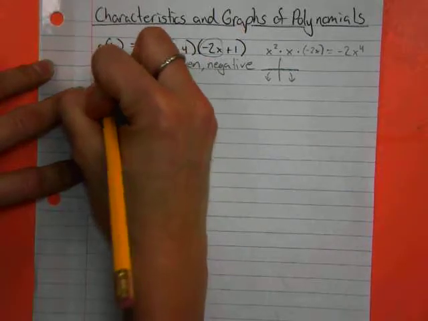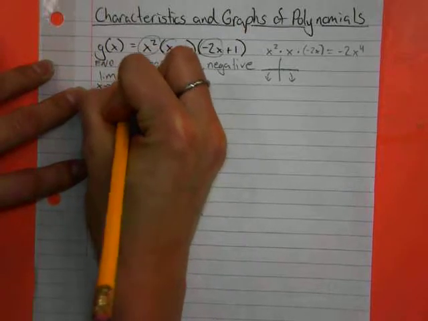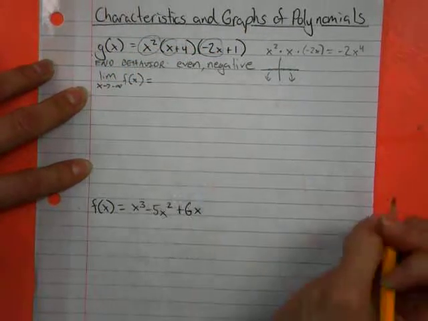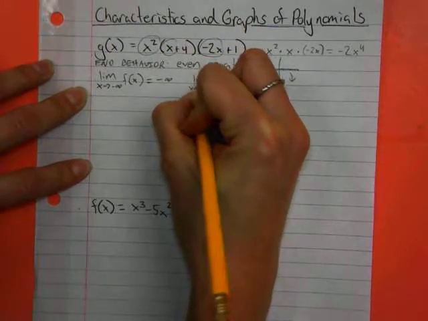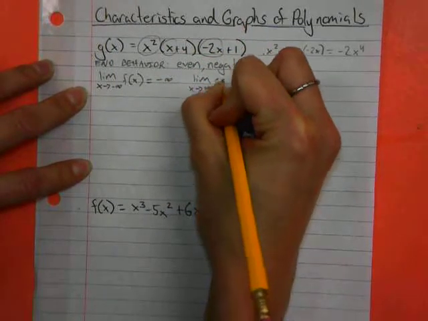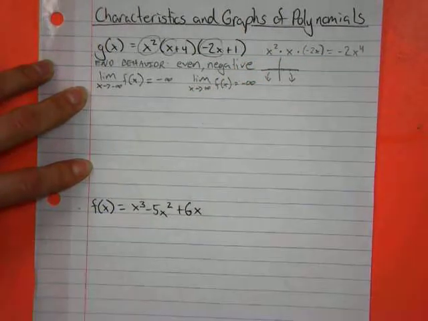In limit notation, we would write that like this: the limit as x goes to negative infinity of f(x), that's the left, is headed to negative infinity, and the limit as x goes to infinity on the right side, it's also headed to negative infinity. Okay, so I'm going to keep that in mind. That's what the end of my graph should look like.